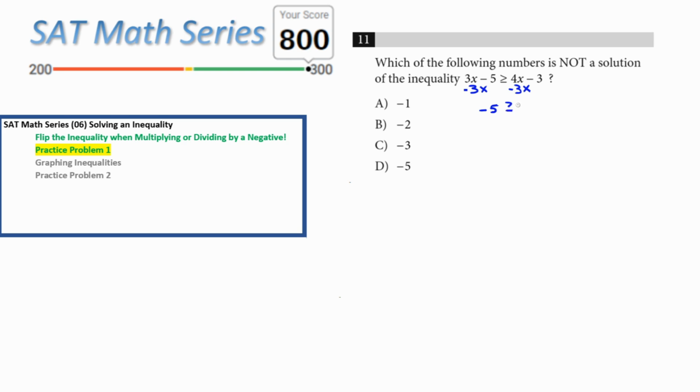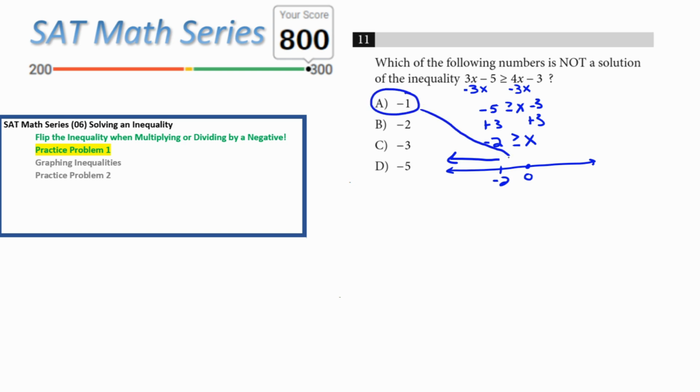4x minus 3x leaves 1x, or just x. And then we can add 3. And negative 2 is greater than or equal to x. So just try to picture that on a number line. Negative 2 is greater than or equal to x, so all numbers down here are acceptable, and negative 1 will be incorrect here, as it does not lie less than negative 2.